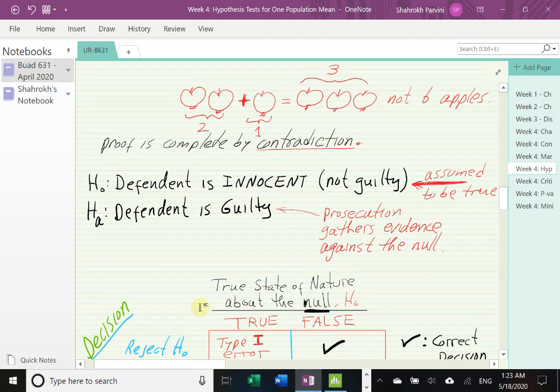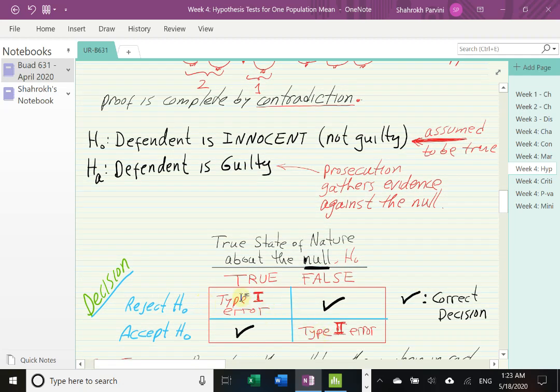Both errors are bad, by the way. Type 1 error, for example, in my case: null is true, I'm truly innocent. They say I'm guilty. I'm not happy about it. And in type 2 error, that's when null is false. I know I'm guilty, but I had this great attorney that can get me off the hook. The jury comes out and says there wasn't enough evidence to convict them. So I'm set free. Now, I'm sure the society is not going to be happy about it.